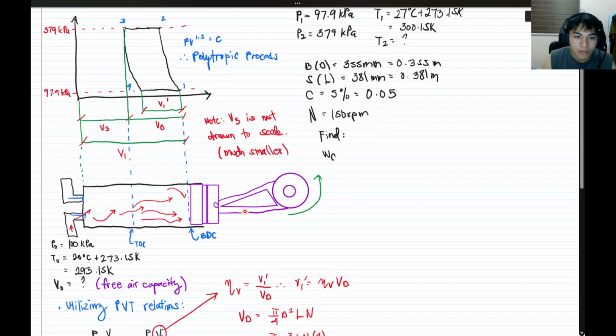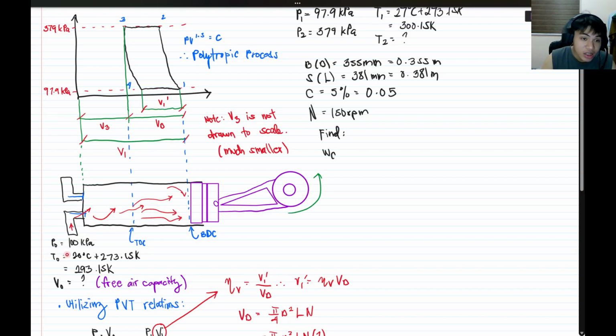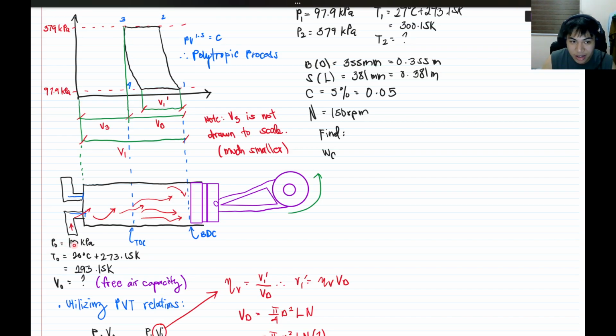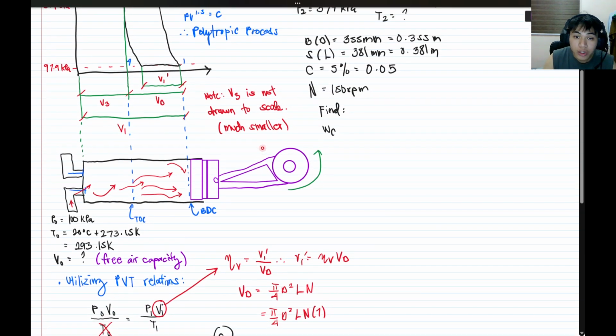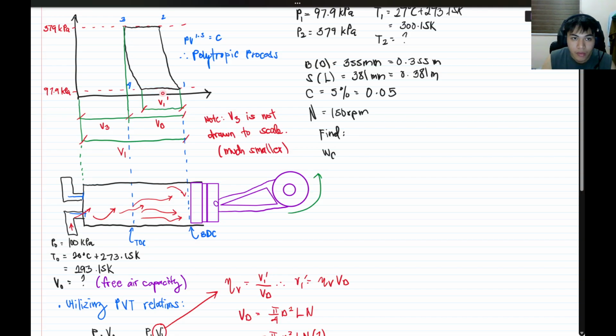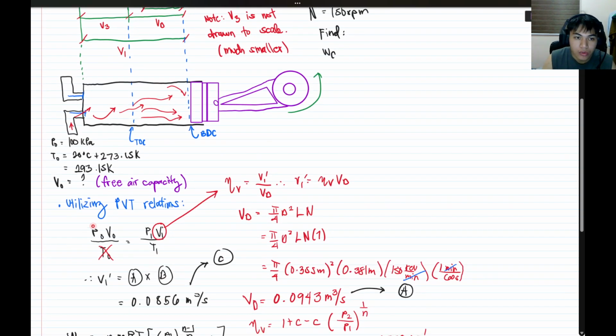Okay? And we're also given its properties. So let's denote it as P sub O, meaning outside. So we have 100 kilopascals and 20 degrees Celsius. We can also try to find the free air capacity, but it's not included here. So we'll focus on our V1 prime. If you want to find our V sub O, you can utilize the PVT relations since it is an isobaric process.